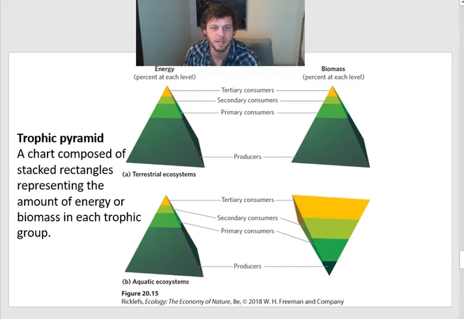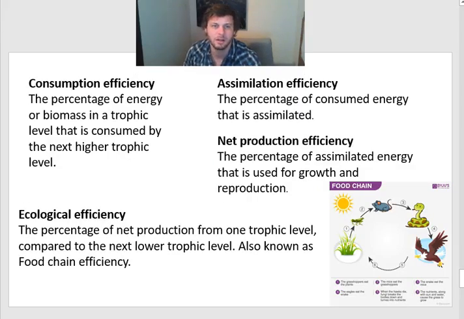Okay, so as we move through these trophic levels, you're going to have a consumption efficiency. This is the percentage of energy or biomass at that level that is consumed by the next level. You don't ever want a consumption efficiency of 100%, because that means everything in that lower level has now been eaten. That means they're extinct, right? So on the consumption efficiency, always want something left over so it can come back.